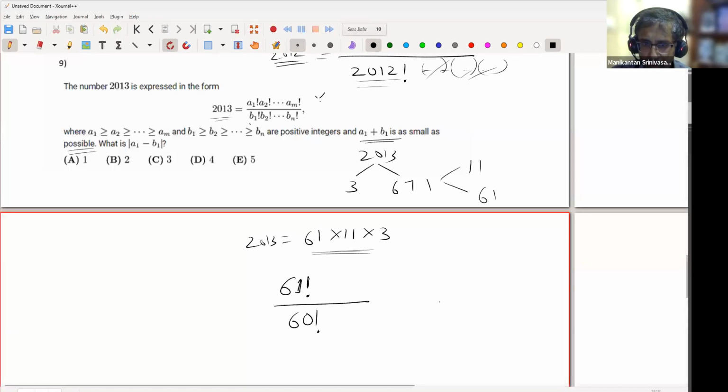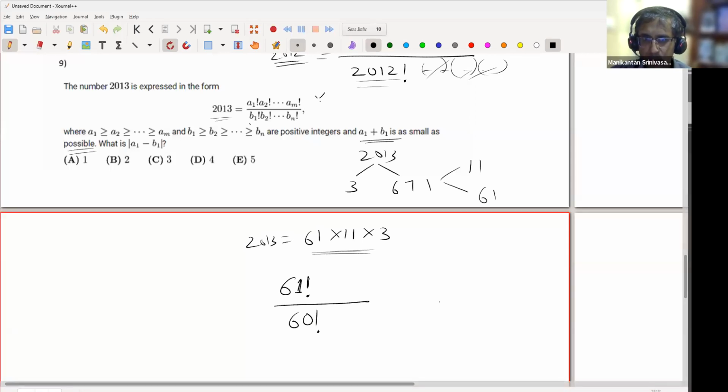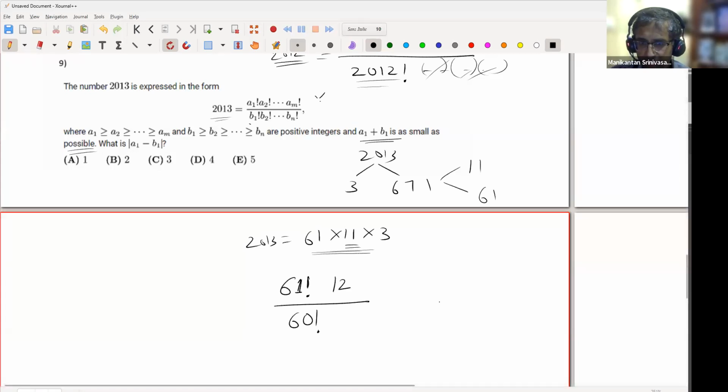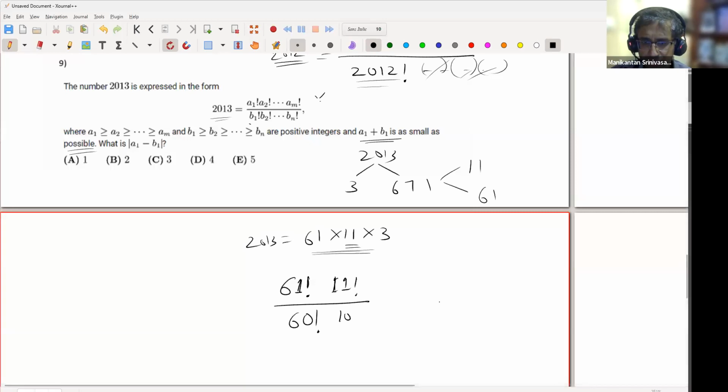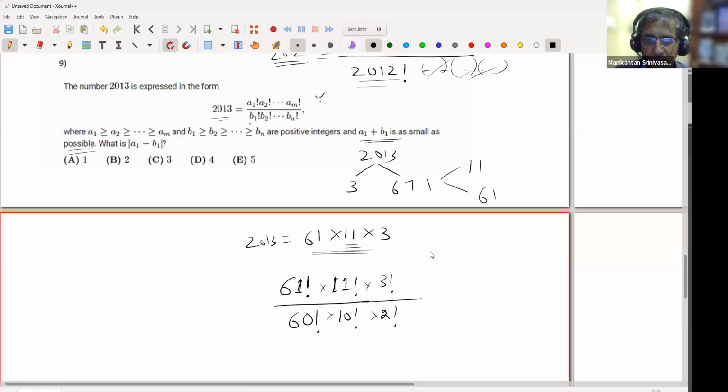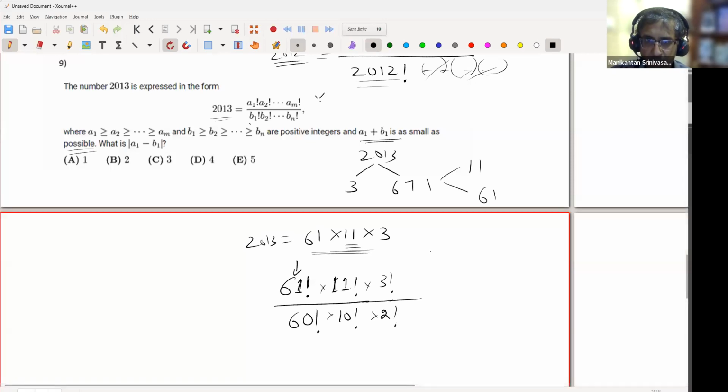Okay, so that will cancel off. A2 could be, likewise, for me to get 11, I can have 11 factorial on top and 10 factorial at the bottom, cancelling off. And similarly, 3 factorial here with 2 factorial here. And this is my A1 and B1.